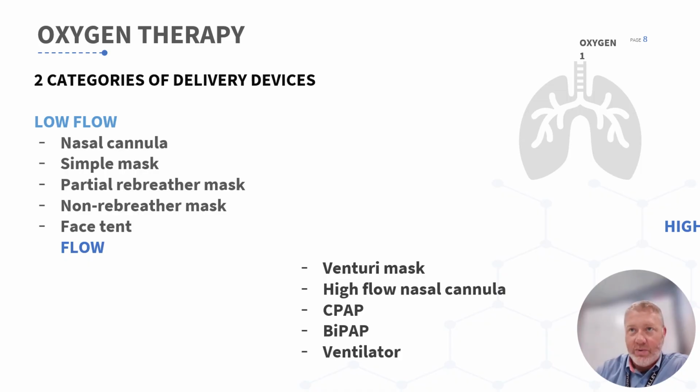If the device that we use for supplemental oxygen provides a flow rate over the course of a minute that is less than what the patient would inspire on their own, that is the definition of a low flow device. So nasal cannula, simple mask, partial rebreather, non-rebreather, face tents, all those things are low flow devices. High flow devices, by definition, either meet or exceed the patient's inspiratory demand.